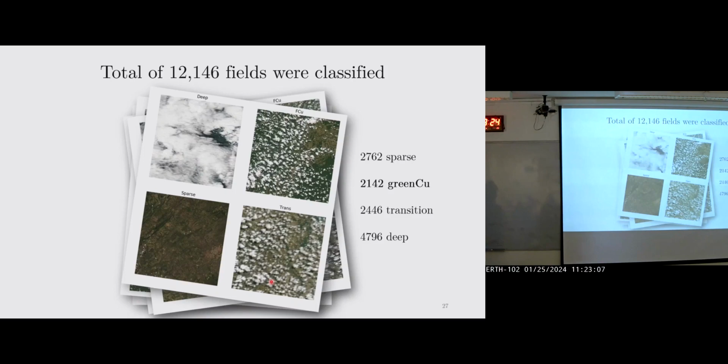When you say classified, are these semi-objective or objective, or is this by eye? The first work is purely visual classification, yeah.